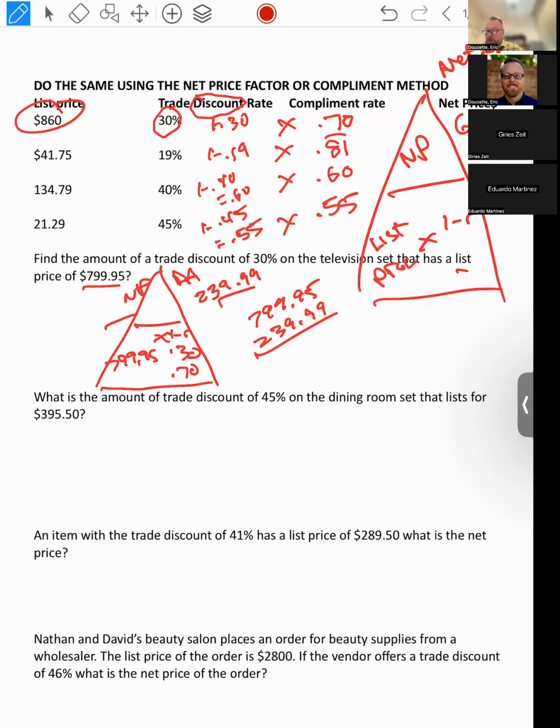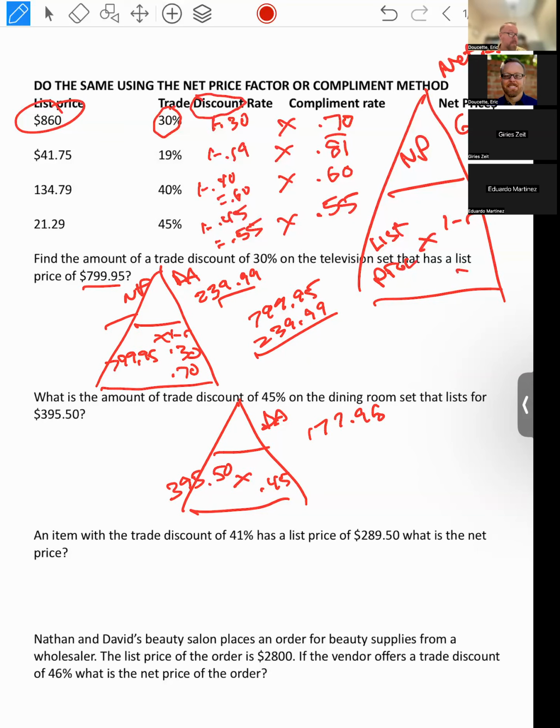All right, next problem. What is the amount of trade discount on 45% of the dining room set that lists at $395? So again, this is just looking for the discount amount. So $395.50 times the rate, 0.45. That's going to give it to me. It comes out to $177.98. That is the amount of discount I'm going to get.